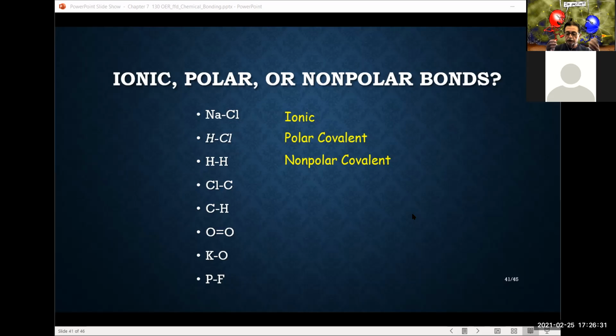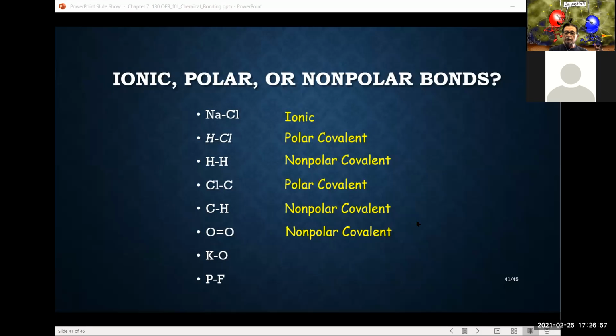Chloride and carbon, two non-metals, covalent bond. They're different. Therefore, polar covalent bond. Carbon and hydrogen, just like the diatomic elements, they are the same. Okay, so they are non-polar covalent bonds. Oxygen, two of the same elements, non-polar. Potassium and oxygen, we've got potassium, which is a metal, and oxygen is a non-metal. We have an ionic bond. And then phosphorus and fluoride, obviously, we have a polar covalent bond.